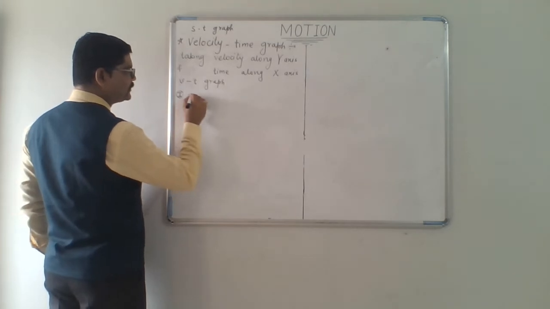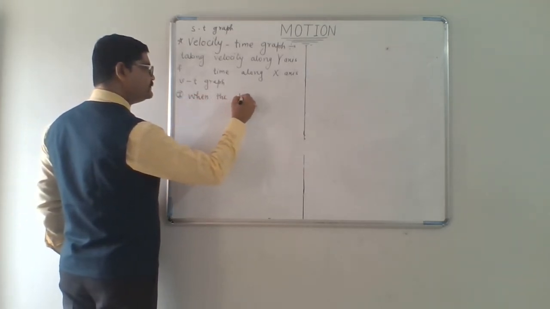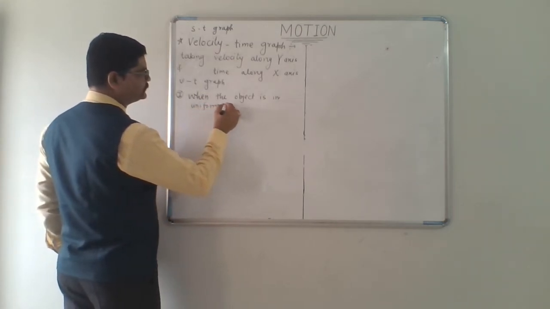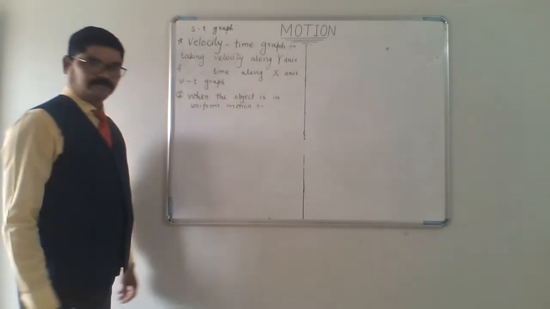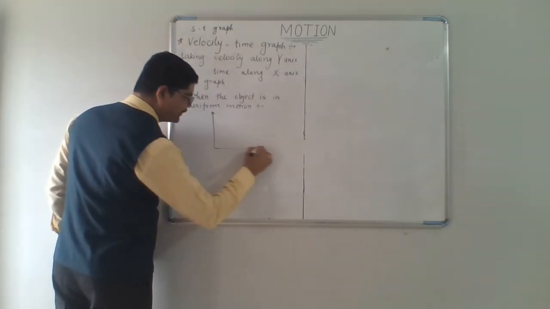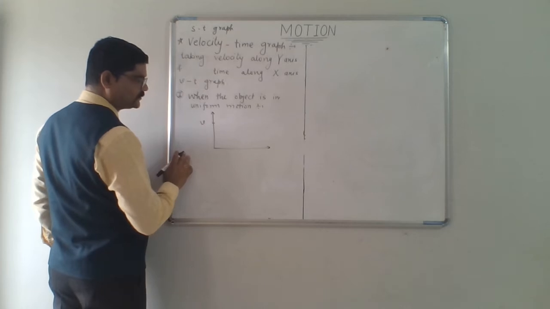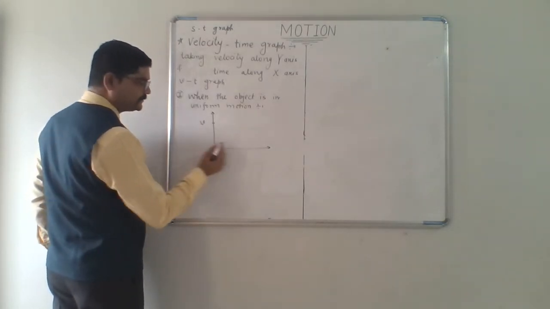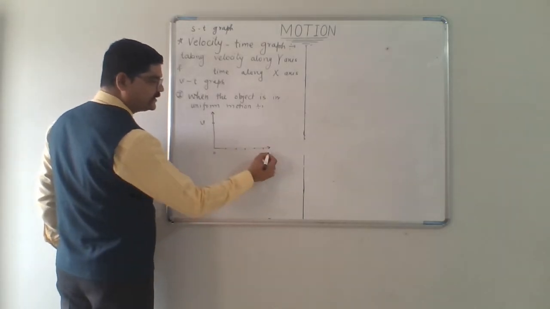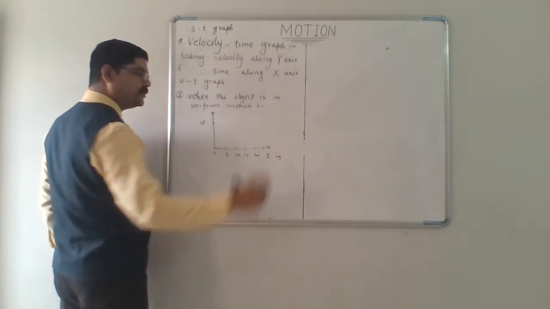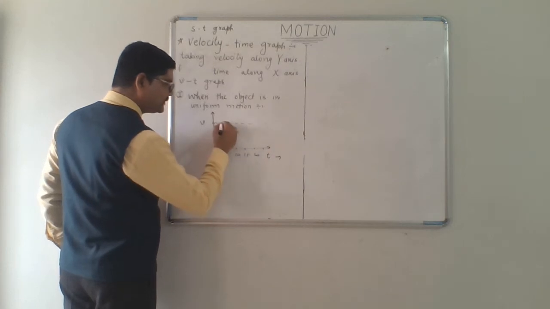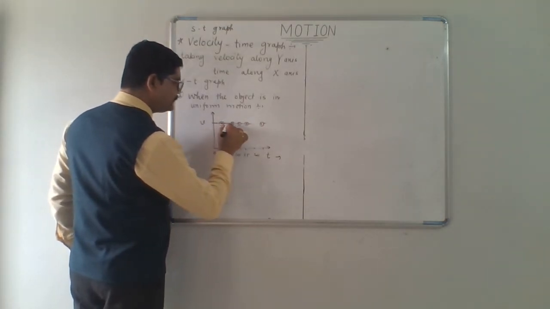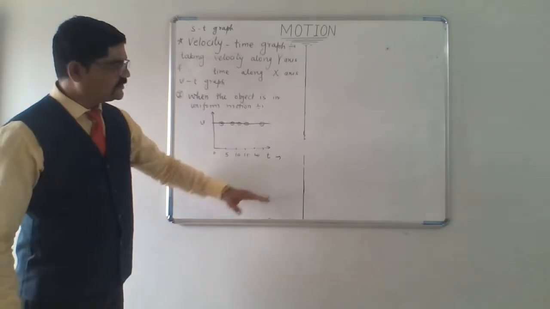First is when the object is in uniform motion. Suppose an object is moving with a constant velocity v. Since the motion is uniform, at time t equals to 0 the velocity was v meter per second. Then it will go on increasing the time intervals, 5, 10, 15, 20 and so on. This velocity is not going to change. That is, we will get a horizontal line, a straight line parallel to the time axis.